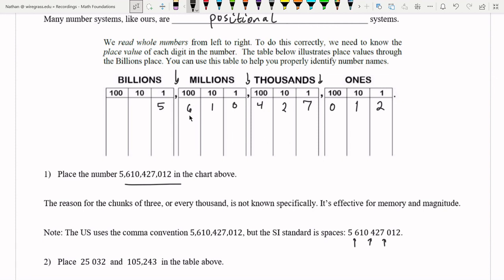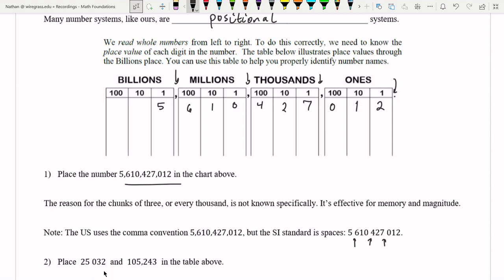Of course, this is read as 5 billion, 610 million, 427,000, and 12. You're not going to say "and" there, just 12 is all that you say there. So 427,012. That's all you'd say. You shouldn't use "and" whenever you read a number. "And" is reserved for the decimal point. But we're not going to be talking about those kinds of numbers right now.